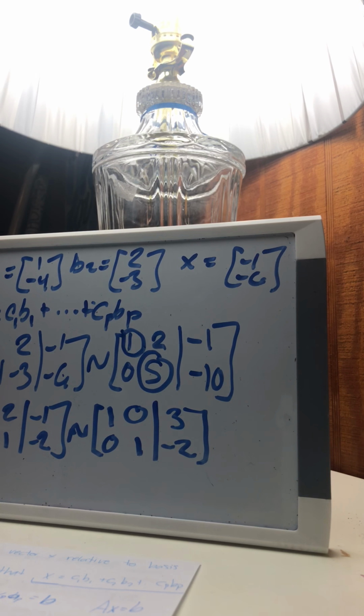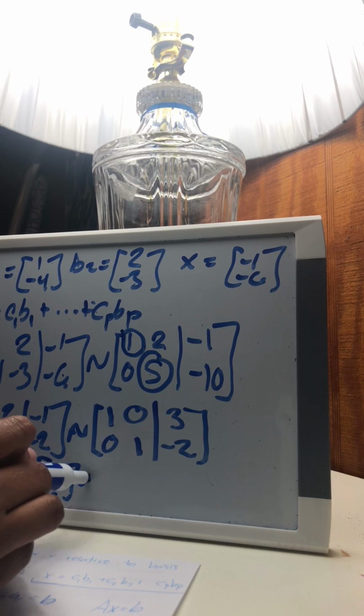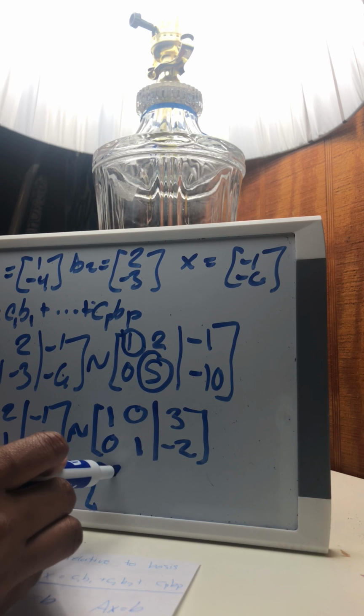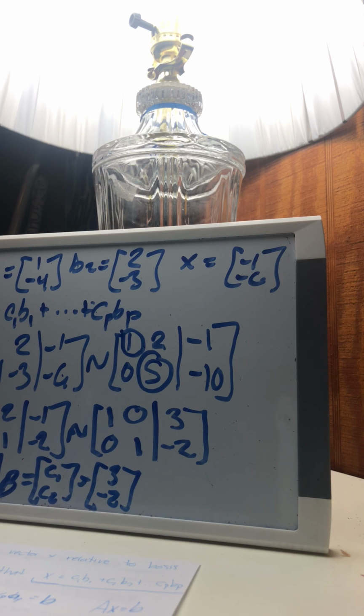Good, so now that we're in reduced echelon form, we can go ahead and write out our solution, which is that our x-coordinate vector relative to basis B is C1, C2, with C1 and C2 being 3 and negative 2. So this 3, negative 2 is going to be your final answer. And that's how you do it.